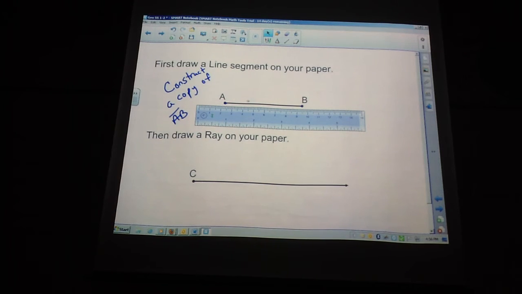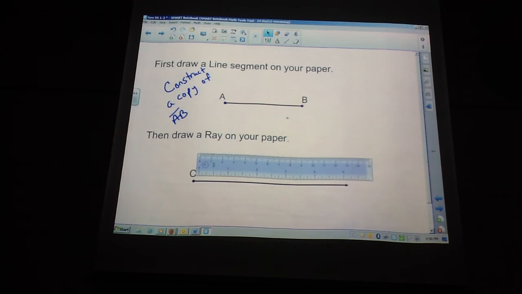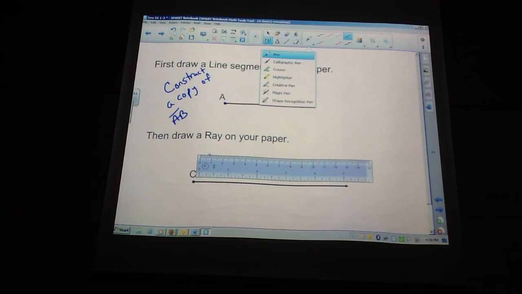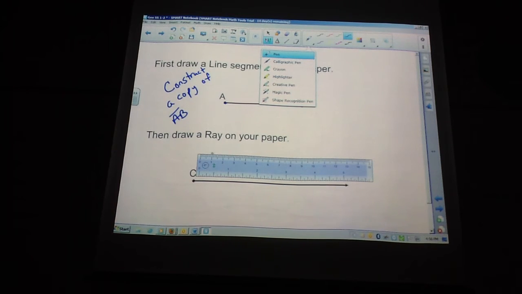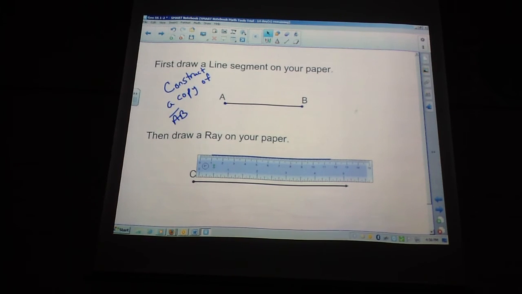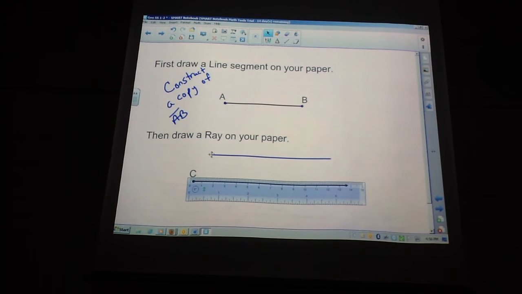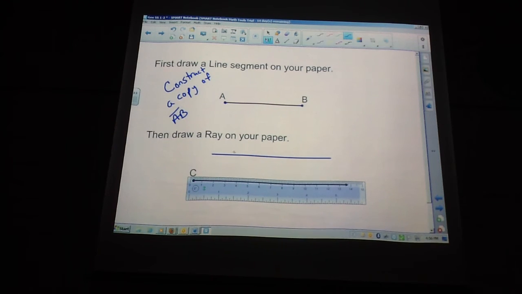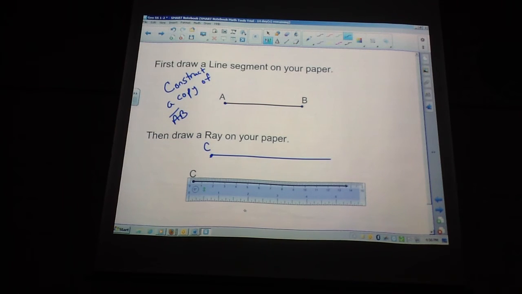Alright, so to go about copying this segment, you're going to have to take your ruler and mark a line that is definitely longer than your original segment. So just go ahead and mark a line that is definitely longer than your original segment. Now at the beginning of this segment, I'm going to mark an endpoint, and let's call it something different because point A is here, so this location let's call point C.